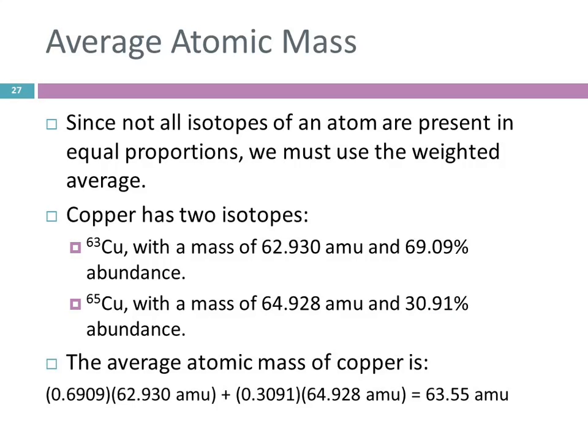So to calculate the average mass, we take this percentage, we divide it by 100 to make a fraction out of it. So 0.6909, and we multiply by the mass of that isotope. And so that is the amount of mass contributed by that isotope. And then we add the percent divided by 100 times the mass of the other one. And we add those together. There could be 3 or 4. And we come up with the average mass.